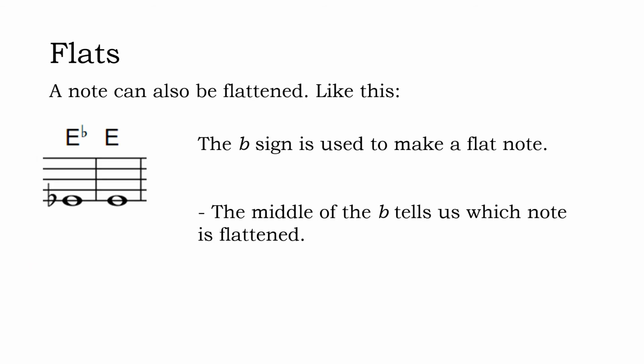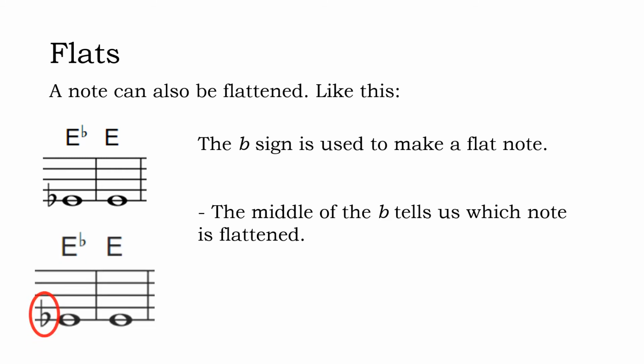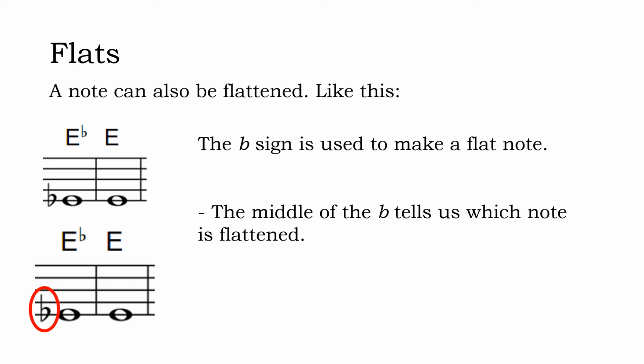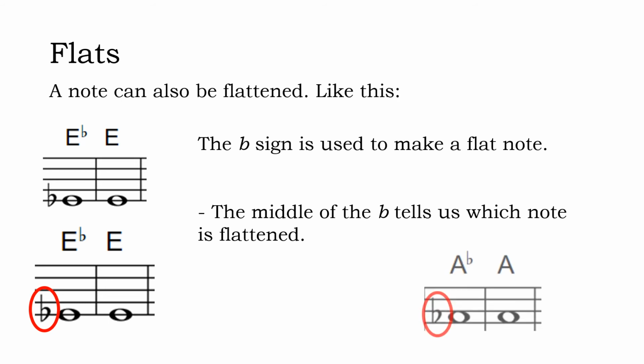So notes can also be flattened, like this example of E flat. The sign for a flat note is a slanted B. So the middle of the B tells us which note is flattened. Looking at E flat, we know that E goes through a stave line, so the middle of the B also needs to go through a stave line.